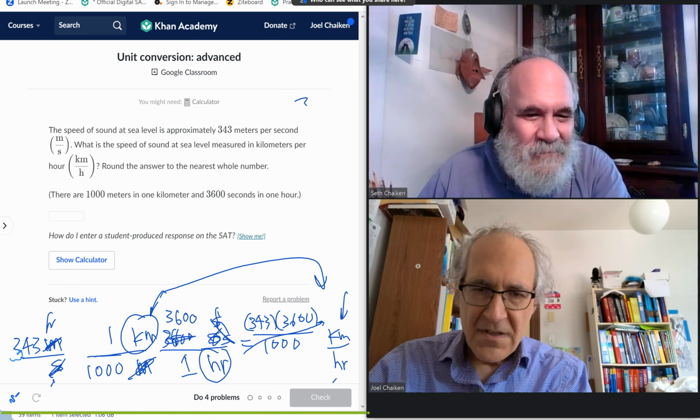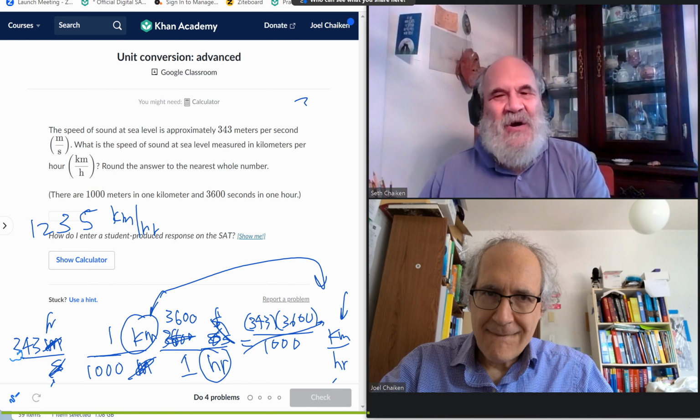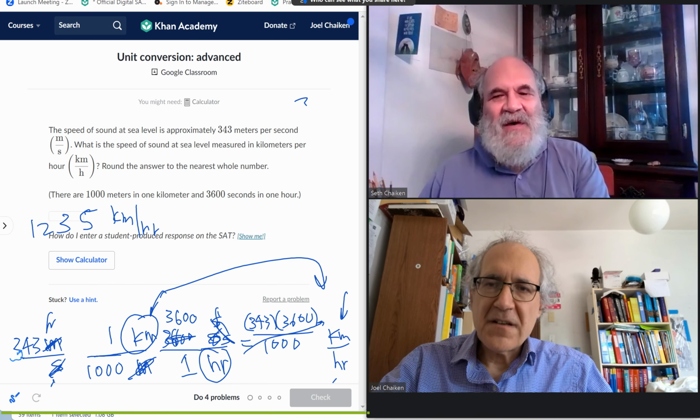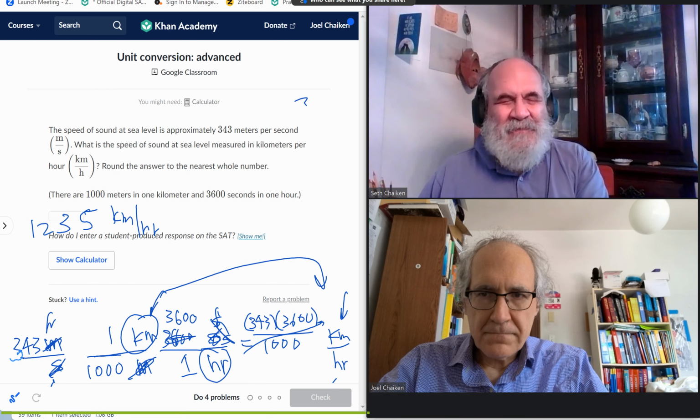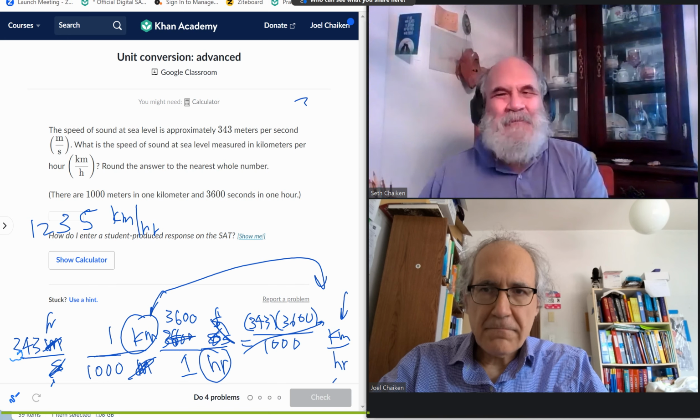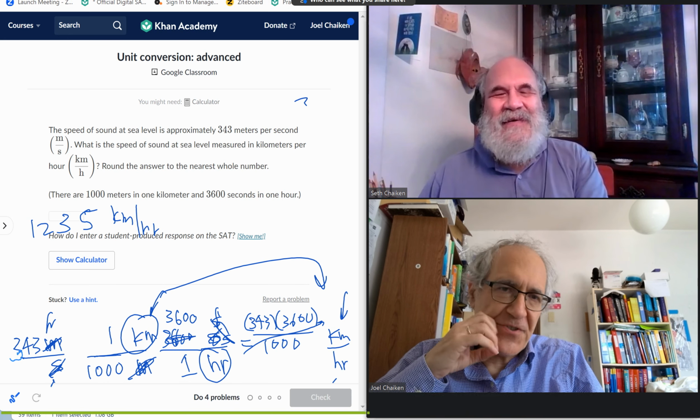So speed is a ratio of some number of some unit of distance divided by some number of some unit of time. Yeah, it's a ratio. So unit conversions are essentially ratio problems.